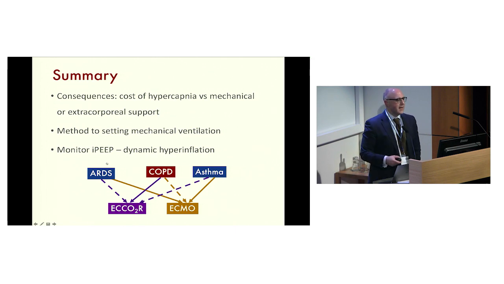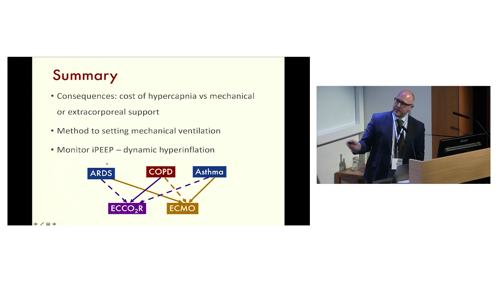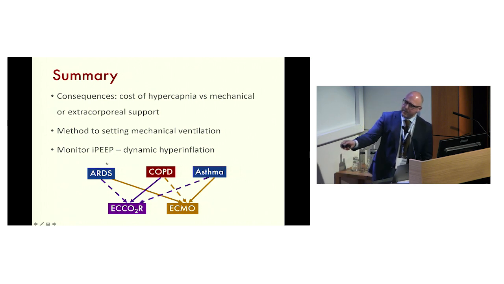Just have a method to go through systematically in terms of mechanical ventilation, maybe something consistent within the unit. Monitor the IPEEP and think that dynamic hyperinflation, so the amount of volume that is left at the end of expiration, rather than just the IPEEP, is what causes the barotrauma. And then, if you think about the three main pathologies that can give you hypercapnia, dashed lines are the least preferred options, and the continuous lines are preferred options.